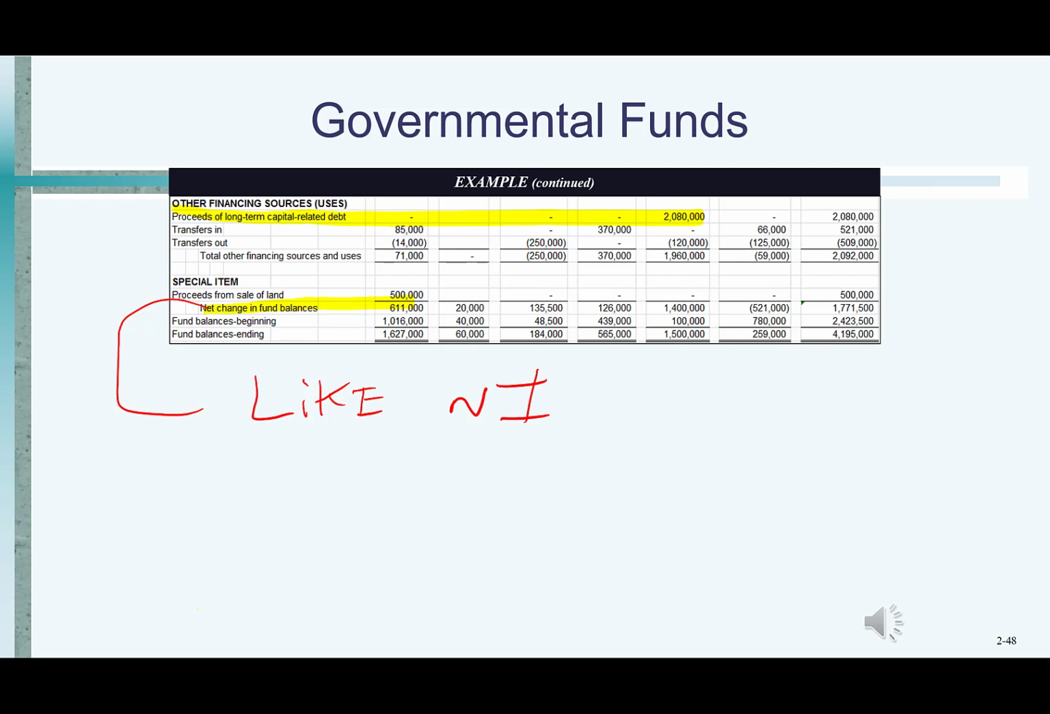So after we consider our non-operating items, we have the change in fund balance. Change in fund balance is like net income. Fund balance is like retained earnings, isn't it?